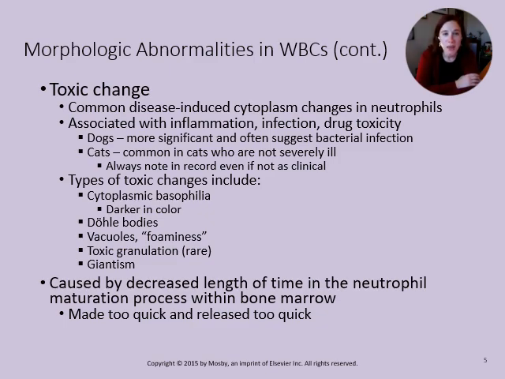We can also see what's called giantism, where they're just bigger than they should be. Note that this is going to be caused by a decreased length of time as the neutrophils mature, and this is a process with the bone marrow. Basically, the bone marrow is making them too quick and pumping them out too quick. Okay, so they become toxic due to maybe infection or inflammation. And the bone marrow is just like, I'm trying, but I'm pumping them out and I'm making them toxic.